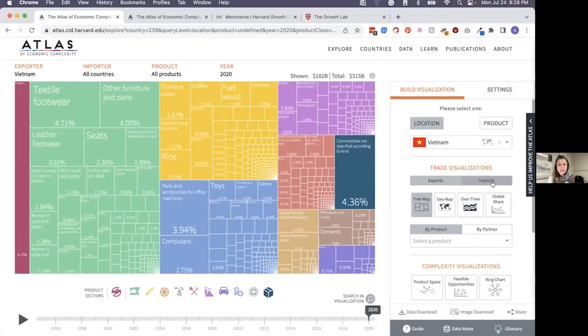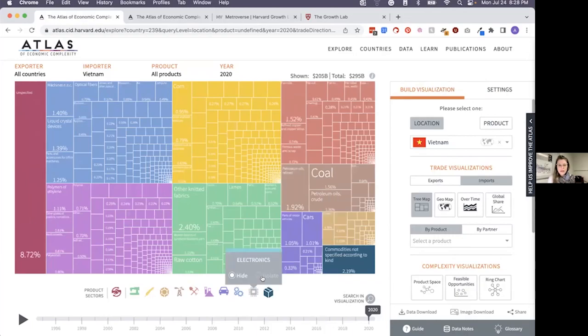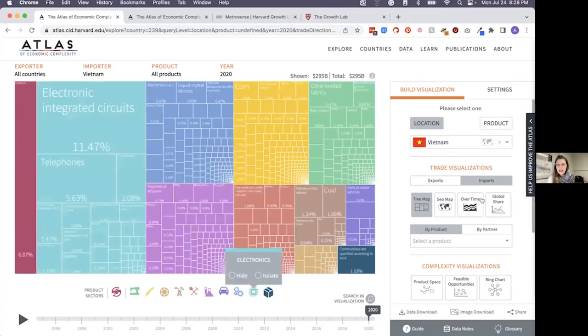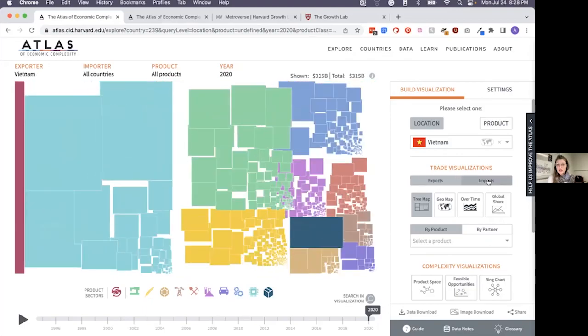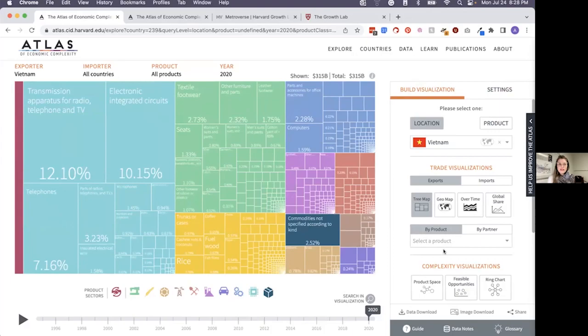I might come in here and say it's not exports at all that I care about. It's actually imports. I have to add back my electronics. There we go. And so here are Vietnam's imports. Okay, so we can always toggle back and forth between exports and imports. What this is showing us are all of Vietnam's exports in 2020.